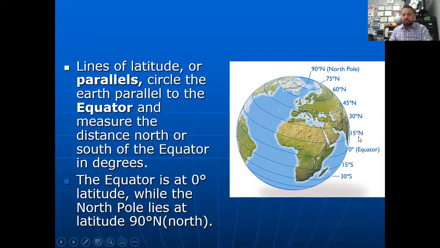Most maps will break it down by degrees, depending on the projection you're looking at. We'll get into map projections later this week. The thing is, anything above the equator is north. Anything below the equator is south. The equator is 0, and up here is 90 degrees north. So you go 0 up to 90, and then again 0 to 90. We know where you're located because it's either north or south of the equator.